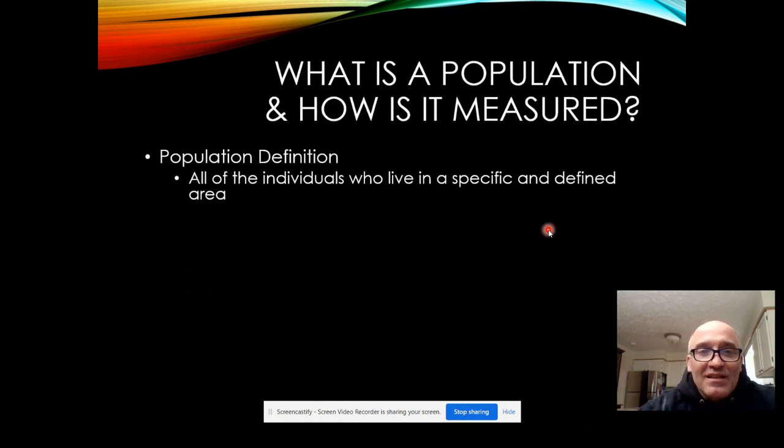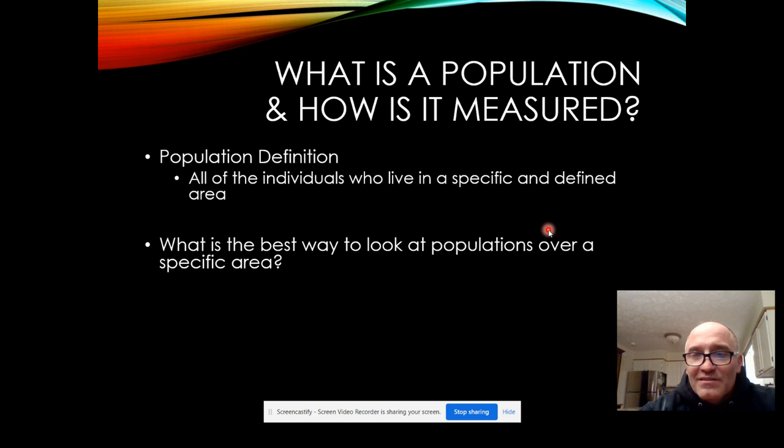Again, some quick things. What actually is a population? It's the number of individuals of a species that live in a defined area at a particular time. That's what we call a population. It's of one species.